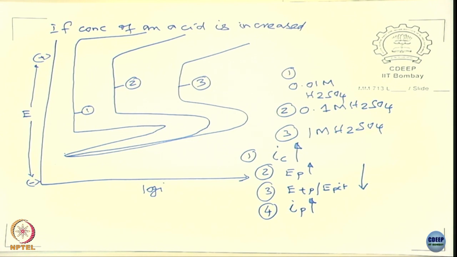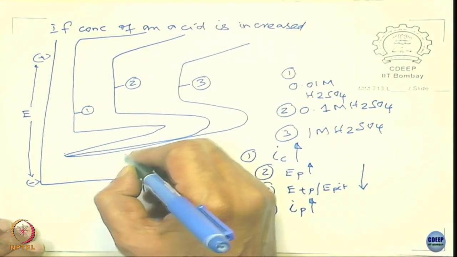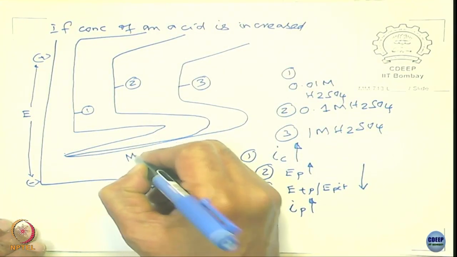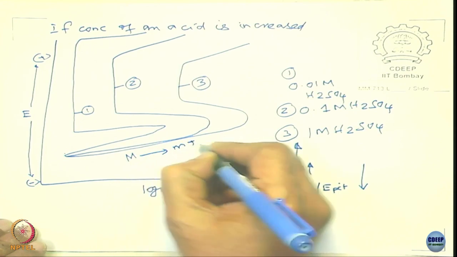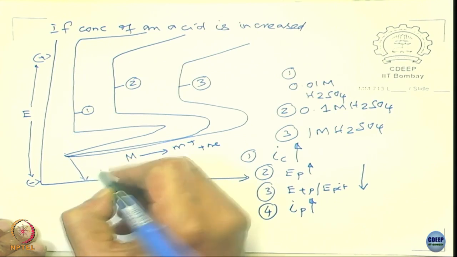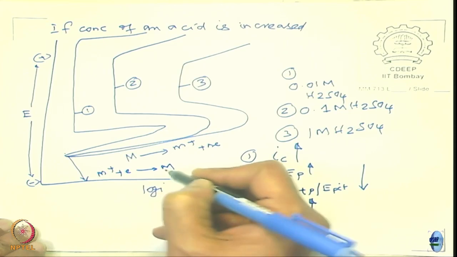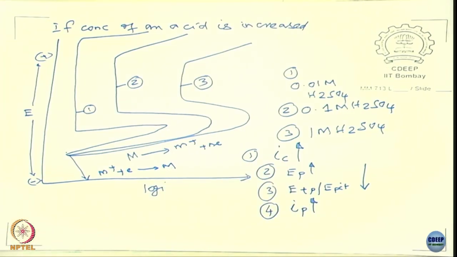What will happen to the corrosion rate? That we have not discussed. Please notice, we are talking only about the metal dissolution, right. Let us say a metal M goes to M plus plus n electrons. If you want, you can also write another one as M plus plus electron gives you M. This is not going to give you the corrosion rate, right.